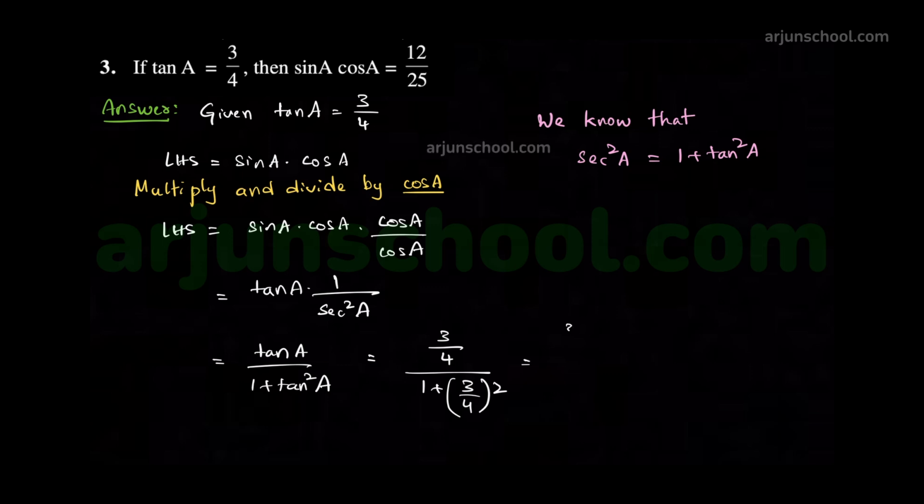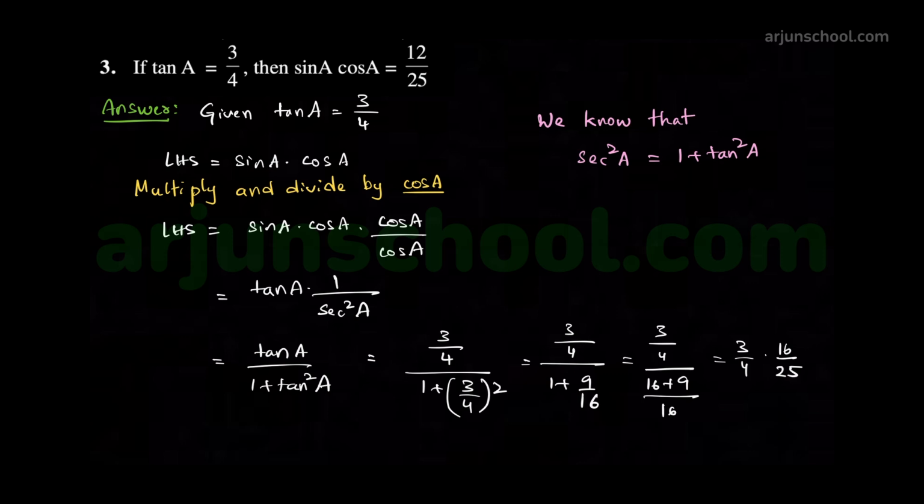That is equal to 3 by 4 by 1 plus 3 square by 4 square is 9 by 16. That is equal to 3 by 4 by, in the denominator we can take 16 as LCM. 16 plus 9 by 16, that is equal to 3 by 4 into 16 plus 9 is 25, 25 by 16 into 16 by 25. 4 times 1 and 4 times 4. 3 times 4 is 12, 12 by 25, which is equal to the RHS.